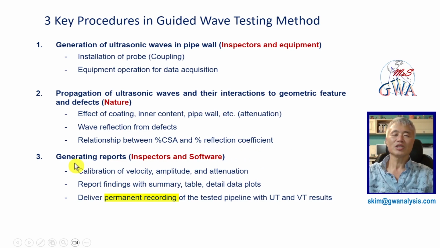The third procedure is generating report using software. It includes calibration of velocity, amplitude, and attenuation. Report the findings with a summary table and detailed data plots. The purpose of guided wave testing report is delivering a permanent record of tested pipelines with ultrasonic and visual testing results.